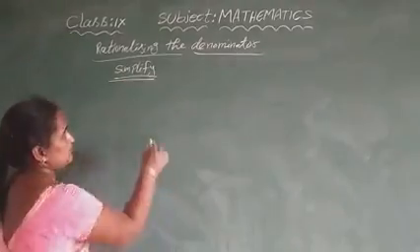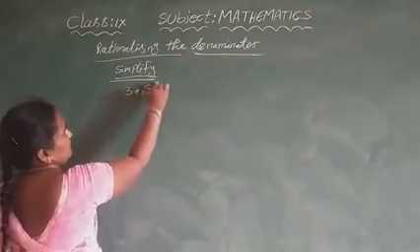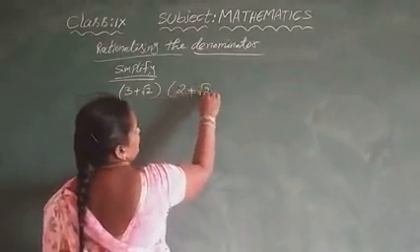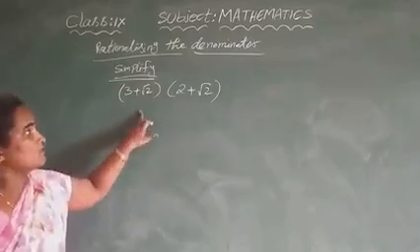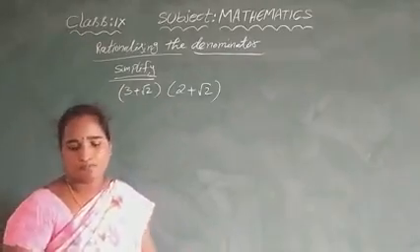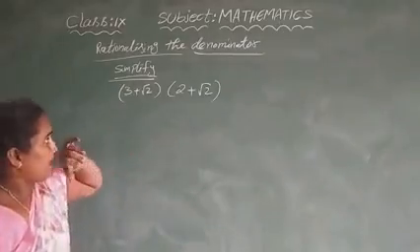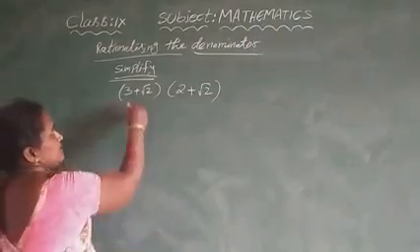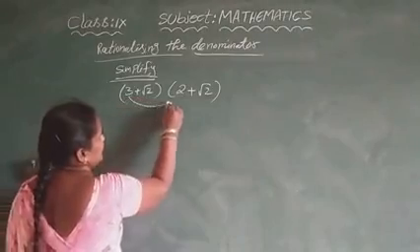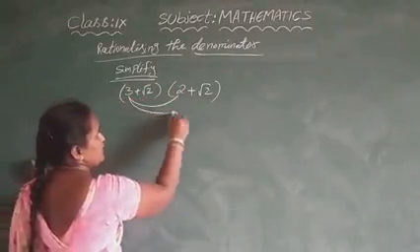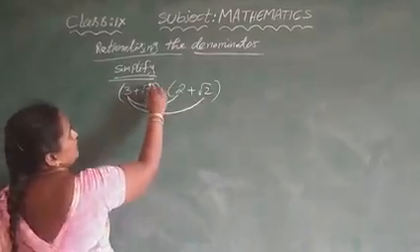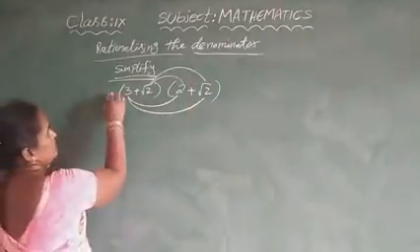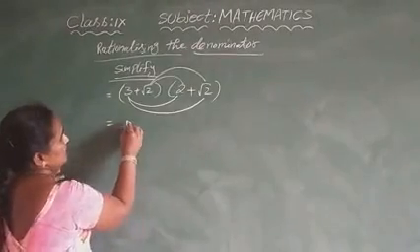Simplify. For example, 3 plus root 2 and 2 plus root 2. In these terms, the first term is 3, and you multiply 3 into 2 once and 3 into root 2. Next, you take root 2 into 2 and root 2 into root 2. So we simplify this real number.